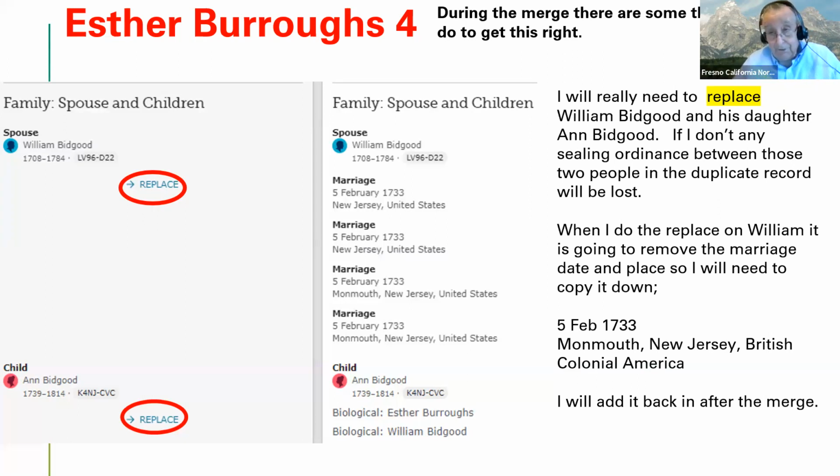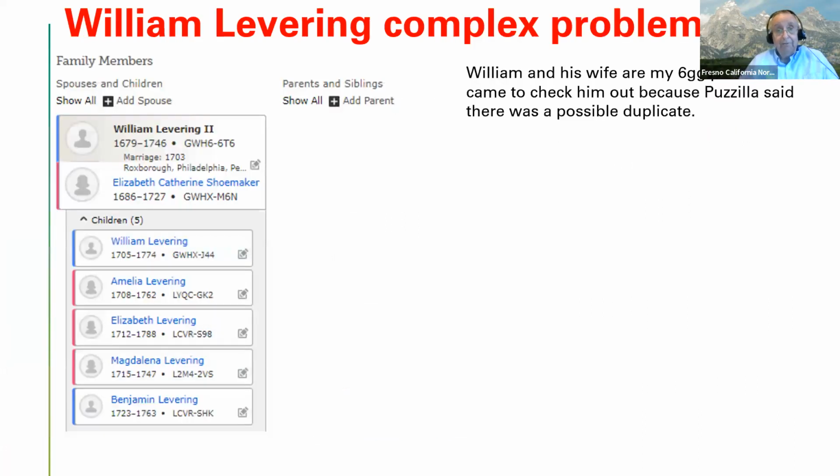It's a lot easier just to copy the date and place and put it in by hand. Okay, William Levering, yet another example. We got William Levering and Elizabeth Shoemaker. Notice there's nothing listed under parents. They're my 6th great grandparents.